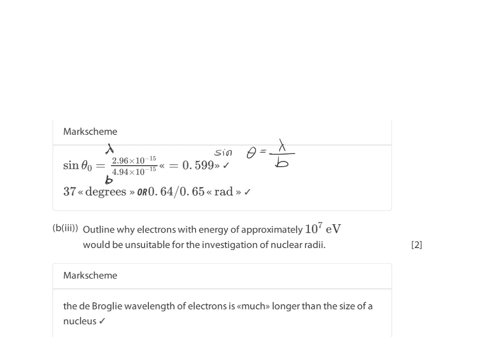So 0.599, which is 37 degrees, or about 0.65 radians.